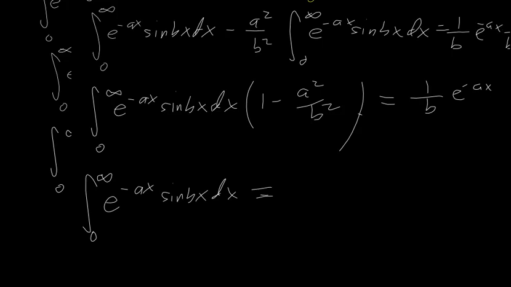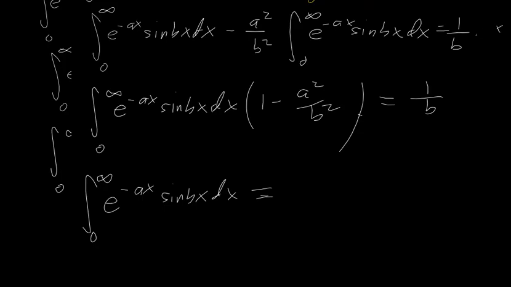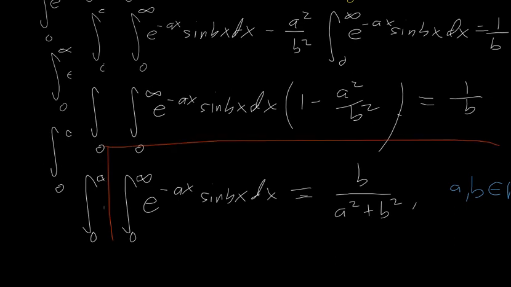What we actually end up getting is an interesting result. Can you guess what this integral is? Turns out that this integral is just equal to, there's no e to the negative x, no, we're fine. We end up having b all over a squared plus b squared. Note that a and b both belong to the real numbers. These are real numbers, they're constants. And that is the solution to our integral.